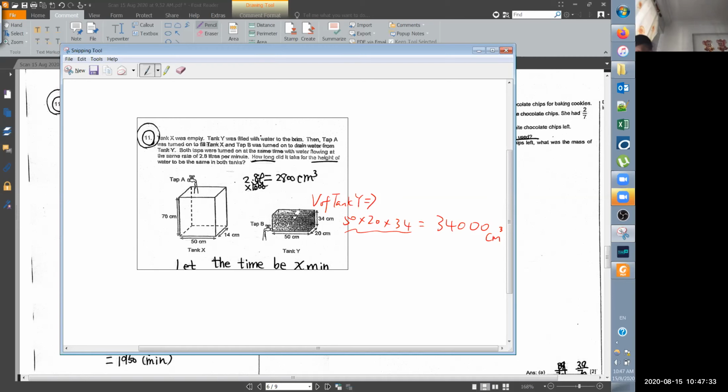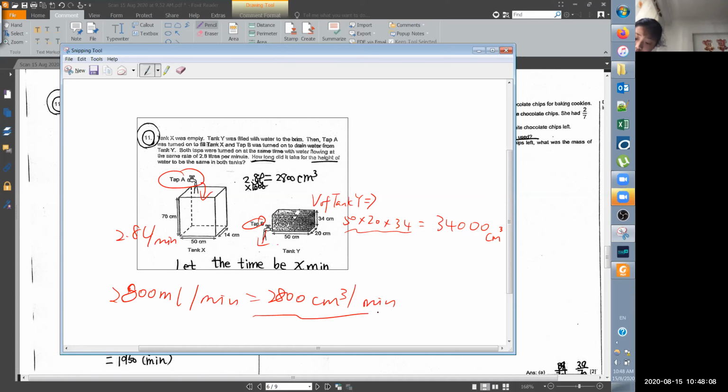Now, so what it says? It says tap A was turned on, 这个，然后 to fill X and tap B was turned on to drain. So 这个是进的，然后这个是出的。然后他说both taps were turned on at the same time with water flowing at the same rate of 2.8 per minute, so it's 2.8 liter per minute. So you can change the liter to milliliter. So milliliter is the same as cm cube, right? So I change it to this.